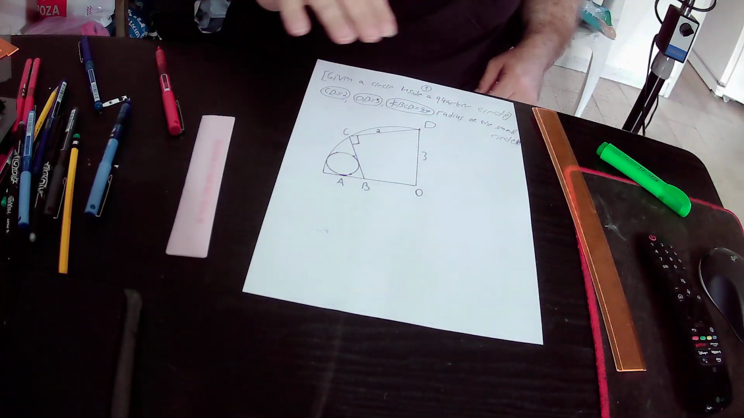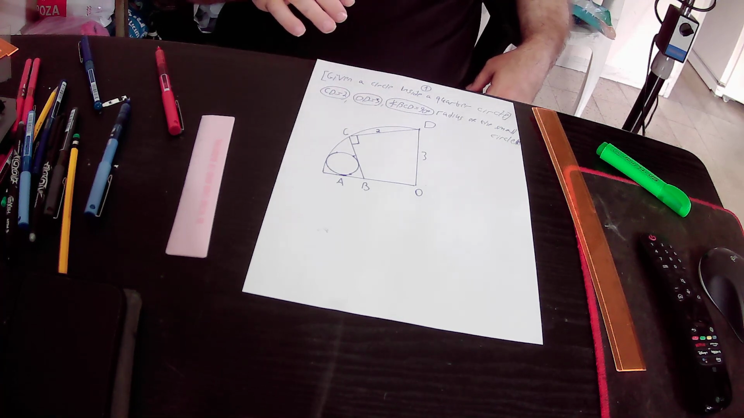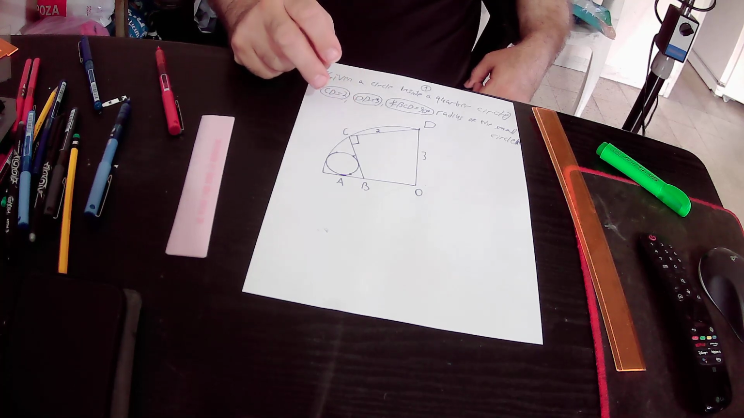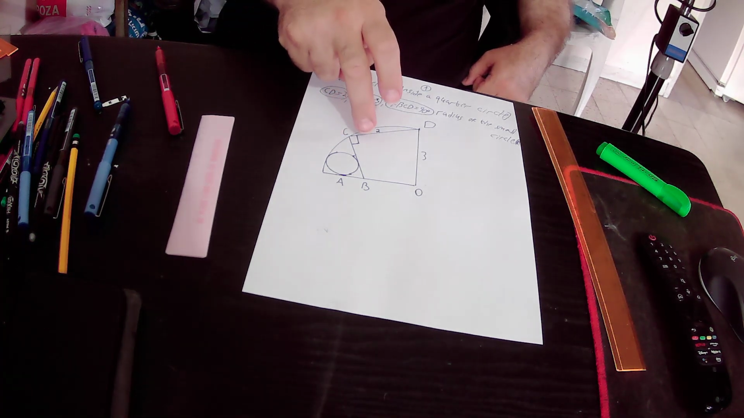Hello, in this lecture we will find the radius of the small circle. In the drawing we have a quarter circle and inside the quarter circle we have a small circle, and we want to find out the radius of this small circle. We also know that angle BCD equals 90 degrees.